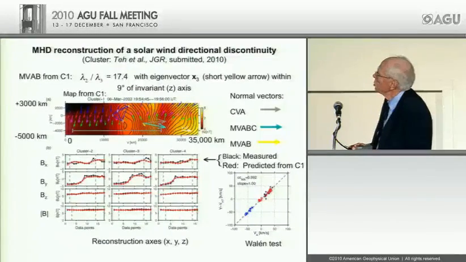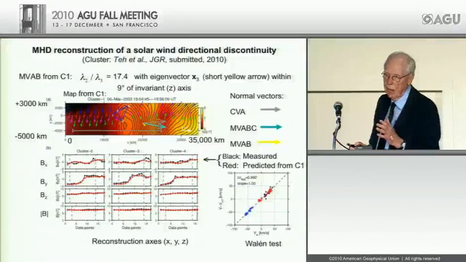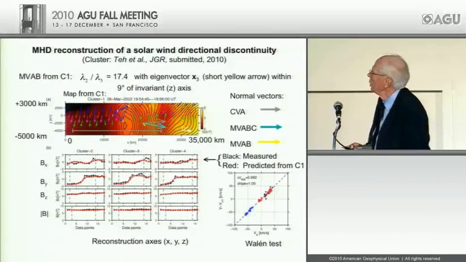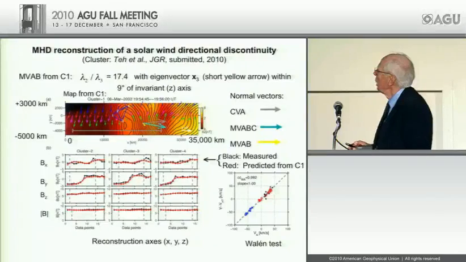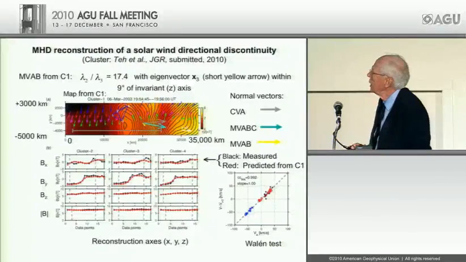And as a result of the big island, you see the following. If you do the timing method, you get a pretty good normal. It points sort of where it ought to be pointing. It's the gray vector over here in the map. If you do minimum variance and constrain it to say the average normal magnetic field must be 0, then you get this cyan color. This is also not so bad. But if you do minimum variance analysis, the yellow arrow, without any constraints whatsoever, you get that tiny little yellow arrow there.